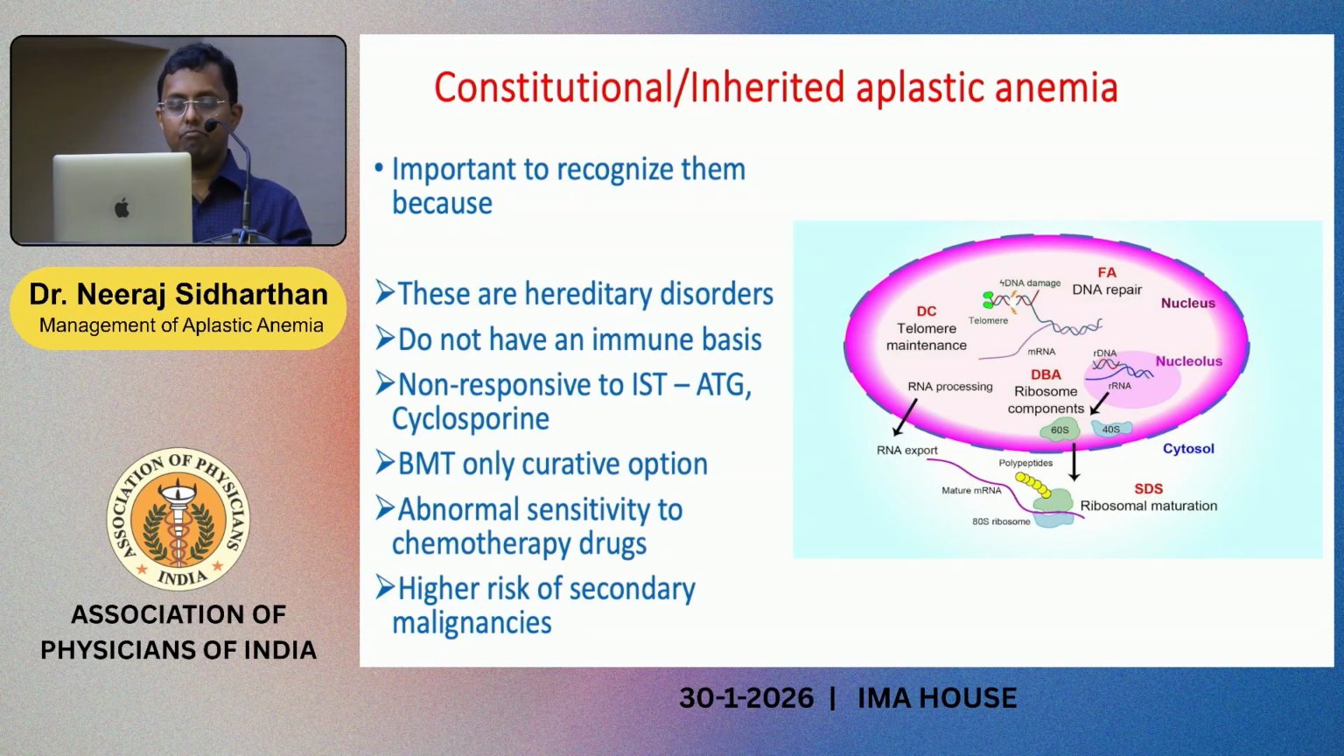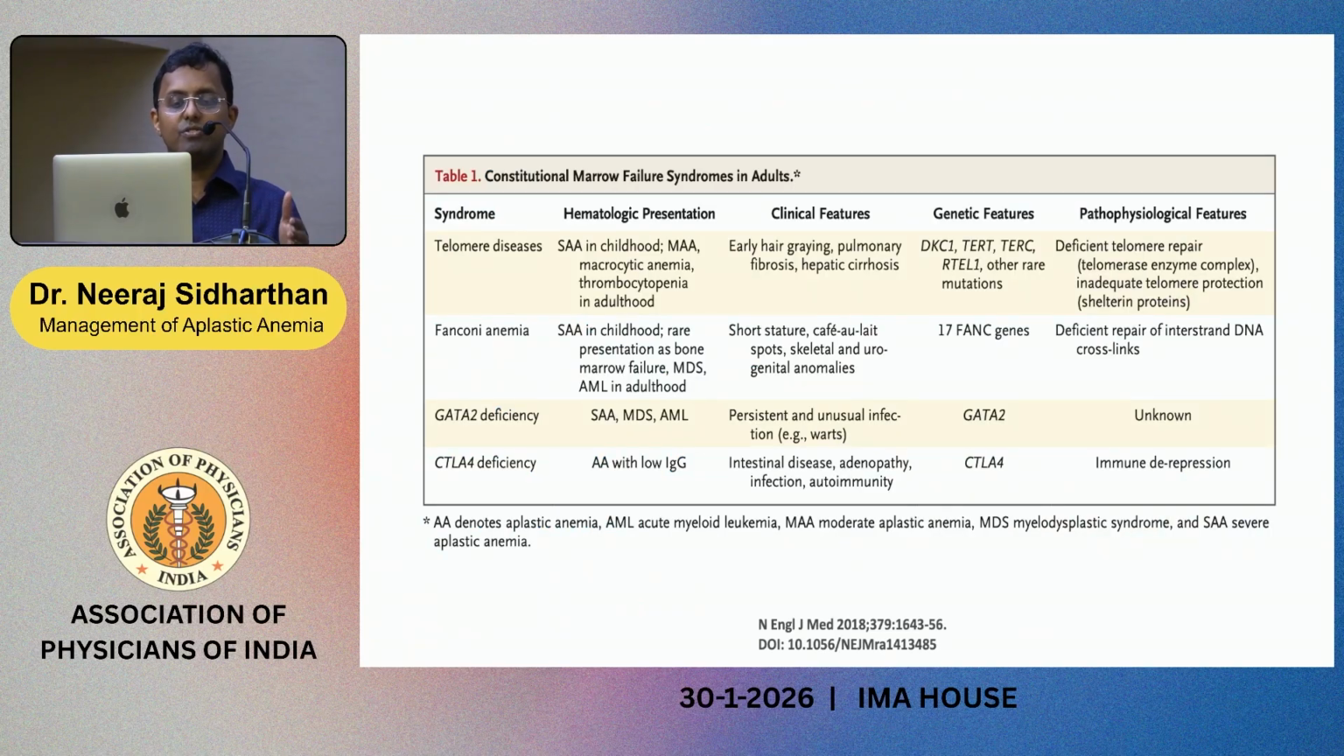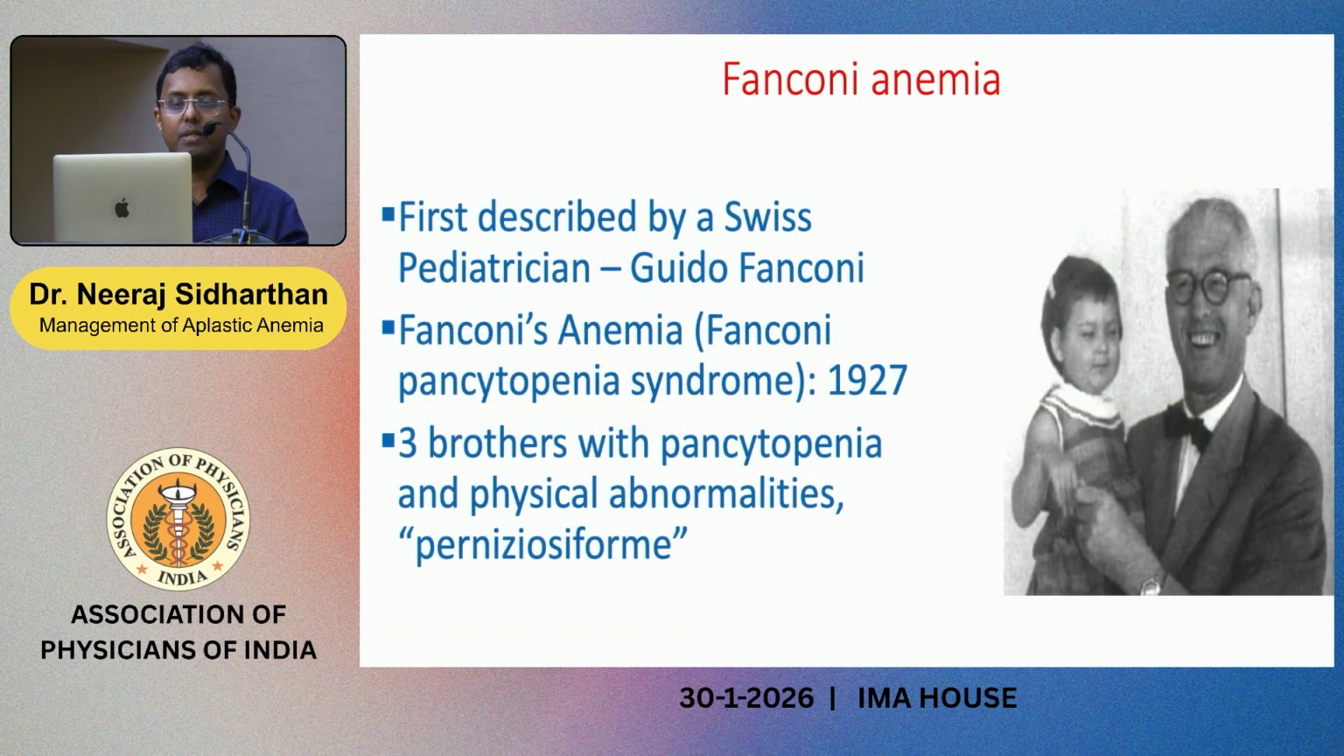So this is the importance of recognizing constitutional or inherited aplastic anemia, because they don't respond to immunosuppressive therapy. And for the constitutional or inherited aplastic anemia, bone marrow transplantation is the only curative therapy. So these are some of the constitutional marrow failure syndromes: telomere diseases, Fanconi anemia, GATA deficiency, CTLA4 deficiency, etc. I'm not going into the details of each of these, but Fanconi is very common.